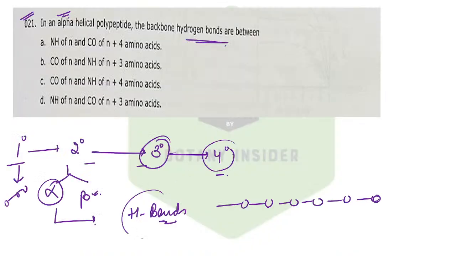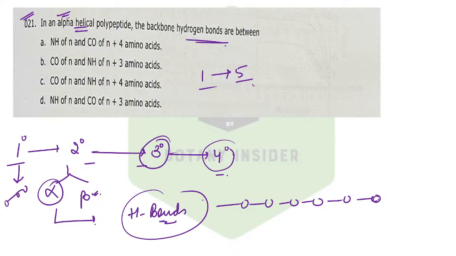So over here you have hydrogen bonds. In the alpha helical structure, a hydrogen bond is formed between the first amino acid and the fifth one. There's a hydrogen bond getting formed between first and fifth, second and sixth, and so on and so forth.